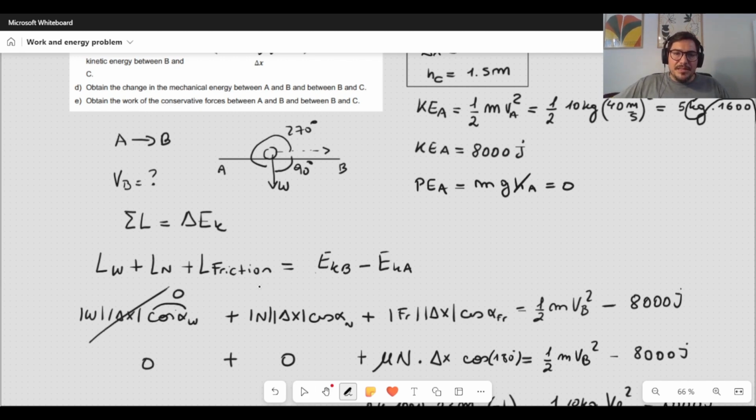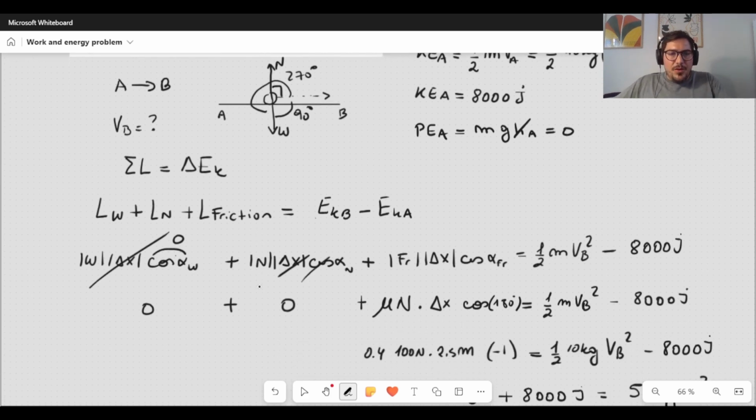The same happens with the normal force. The normal force in this problem, between A and B, is perpendicular to the direction of motion, that is to the right. So the angle that we consider for the normal force is 90. So the cosine of 90 is 0. 0 times the value of the normal force times the displacement. So we can cancel the whole term, 0.